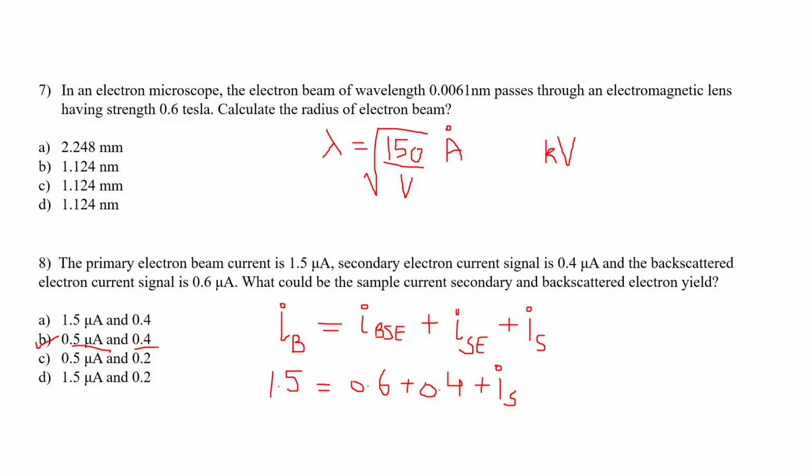I thought they had asked about the secondary and then the backscattered electron yield. That's why I was confused. But if they have asked about the sample current, then you can calculate it using this formula, which will come around 0.5 microampere, and your backscattered electron yield will be 0.6 divided by 1.5, which is 0.4.